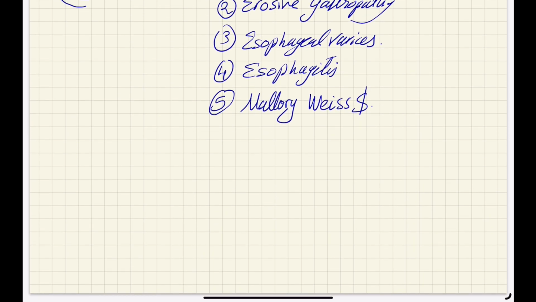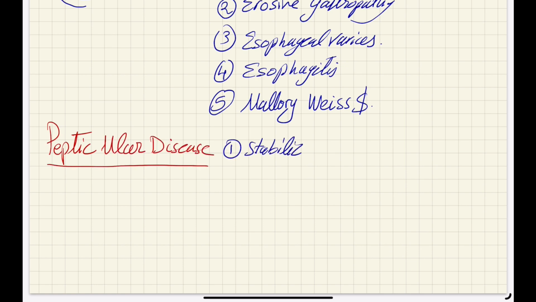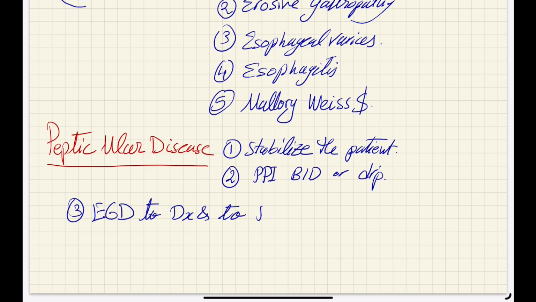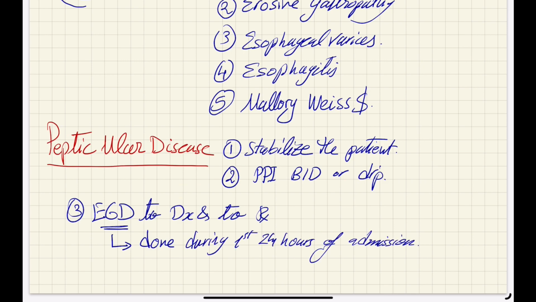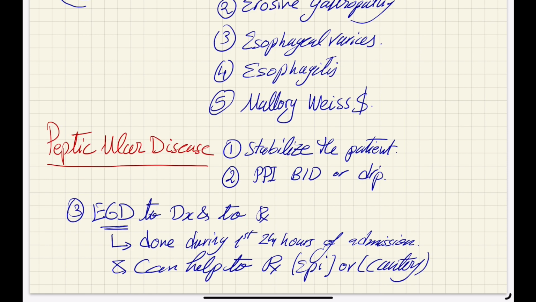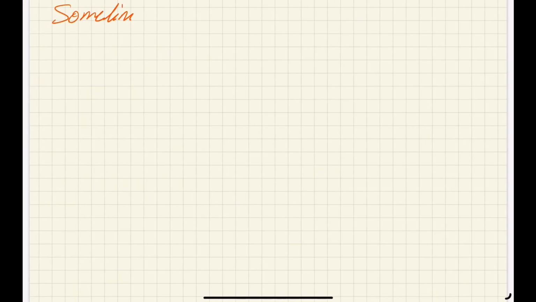Remember this. Now, for peptic ulcer disease, always remember the rule in gastrointestinal bleed. We stabilize the patient. So when the patient is stabilized, we give PPIs. We can give it either BID or via IV drip. Then we do EGD to diagnose, and sometimes to do therapeutic options such as cauterization and epinephrine injection in case we have visible vessels or an active bleed. We do cautery, and sometimes we take biopsies to assess the ulcers. Remember, we stabilize, give PPIs, and do EGD as a diagnostic and therapeutic tool.